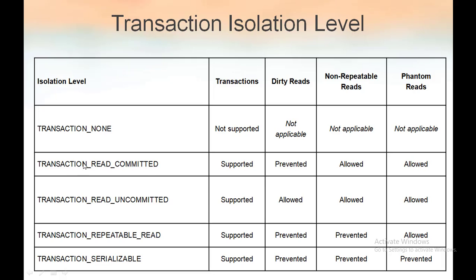TRANSACTION_READ_COMMITTED. This level is supported by transactions, and non-repeatable reads and phantom reads are allowed. TRANSACTION_READ_UNCOMMITTED. This level is supported by transactions, and dirty reads, non-repeatable reads, and phantom reads are allowed. TRANSACTION_REPEATABLE_READ is supported by transactions, prevents dirty reads and non-repeatable reads, and allows phantom reads. Last is TRANSACTION_SERIALIZABLE. It is supported by transactions and prevents dirty reads, non-repeatable reads, and phantom reads.